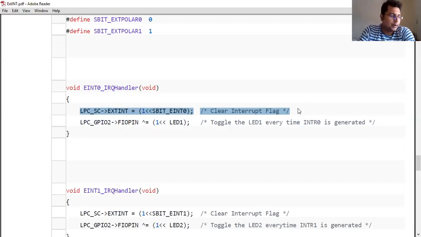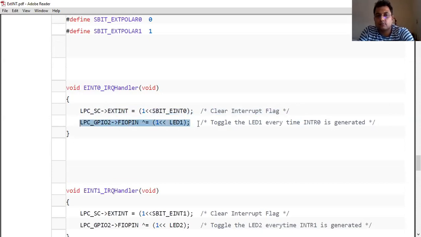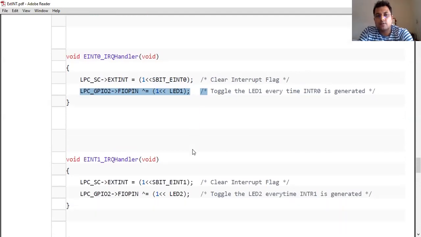Once it sets the value as 1, then you're just toggling that FIO pin, which is directly connected to the LED. Likewise, if you raise the interrupt 1, the same operation will happen, but this time the pin is different. That's it.